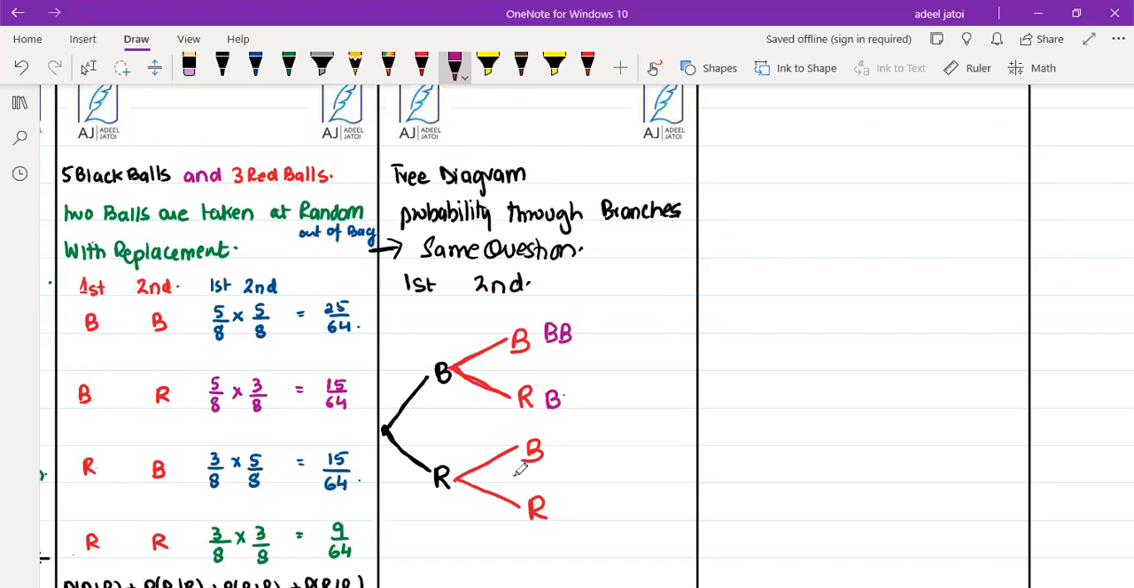From here we'll be getting black and red. From here we're getting red and black, and here we'll be getting red and red. So probability of having black. How many black do we have? First ball is black, 5 out of 8. How many red do we have?